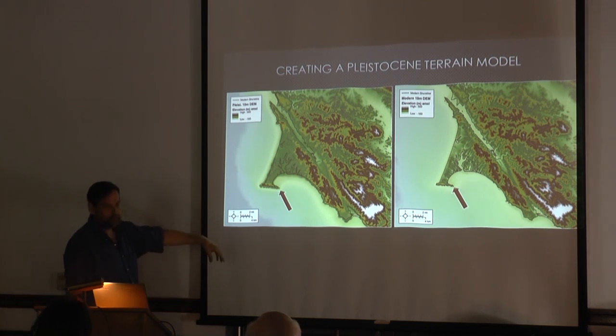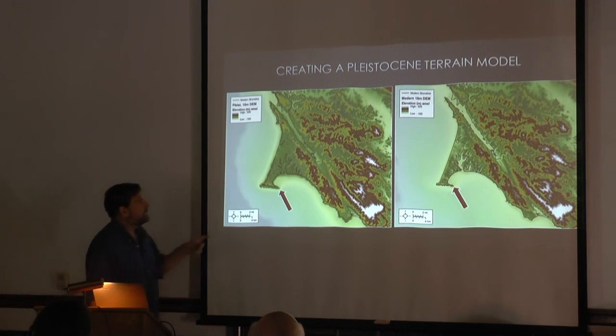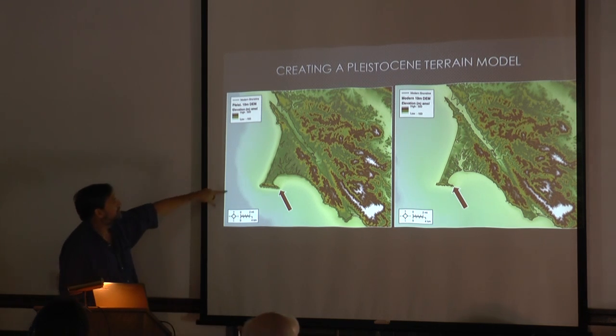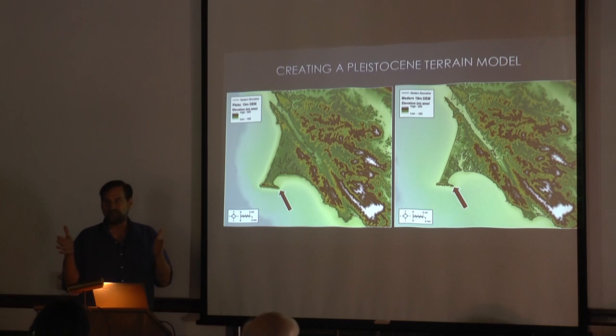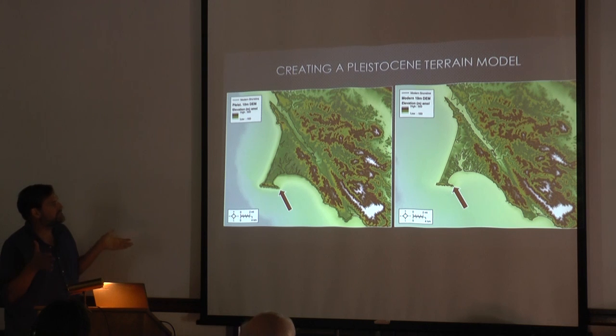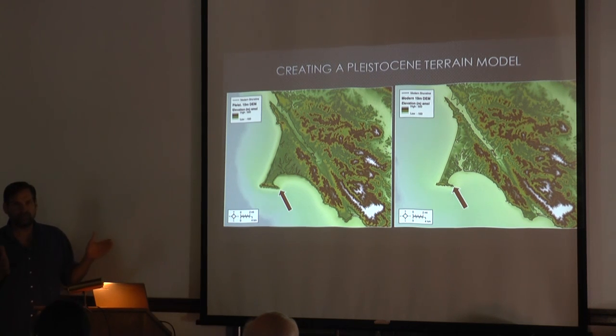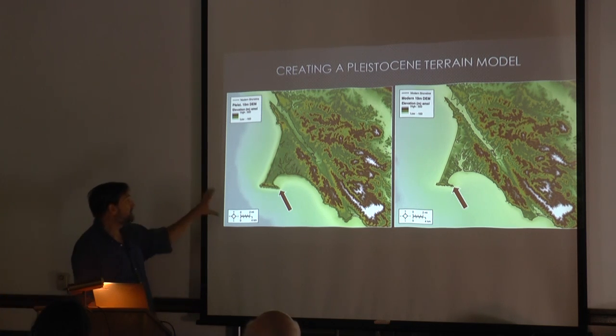Additionally, I had to create a Pleistocene terrain model for the existing topography. And this is the modern terrain over on the right. On the left, we had to model all of that cliff face erosion that's occurred since sea level pretty much stabilized around 5,000 years ago or so. All of that eroded shoreline had to be modeled back in. So we digitized all of that, estimating about how much, it was about a kilometer or more of sea cliff has eroded since about 7,000 or 8,000 years ago. So that was all put back into the model.